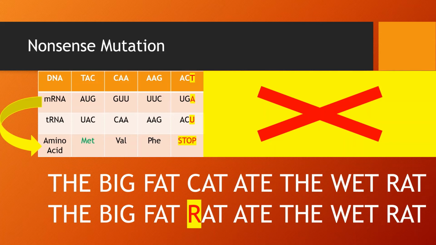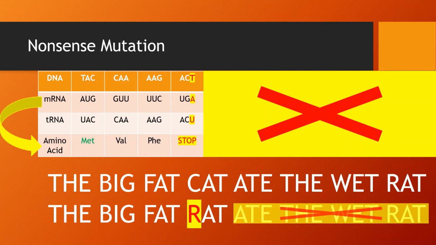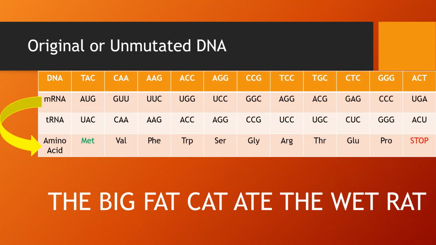If we look at our sentence, the big fat cat ate the wet rat, the word rat would be like our stop codon or stop sequence. In our mutated sentence, the big fat rat, the word rat happens way earlier in the sentence, which means that the rest of that sentence wouldn't even be read. So the same concept applies.